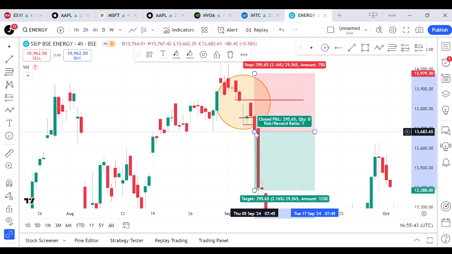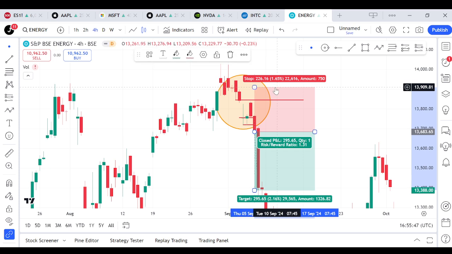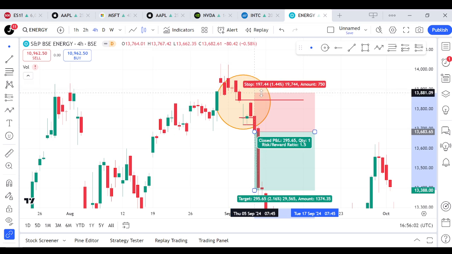In this case, you could just place your sell order right here, and your stop loss, for your risk management, should be placed above the high of the initial bearish candle. This placement protects your position while giving the trade enough room to breathe. The key is to keep your risk controlled. Never risk more than 1 to 2% of your trading capital on a single trade.